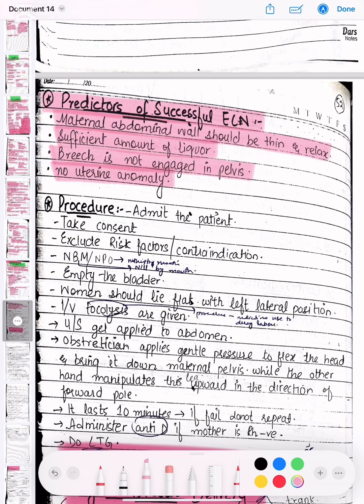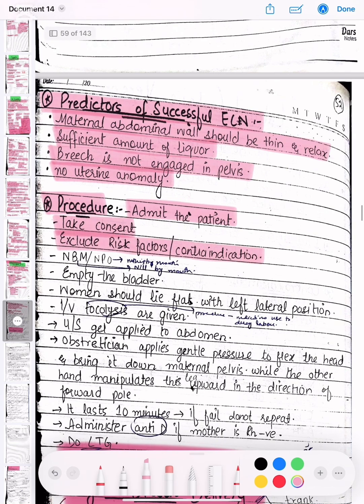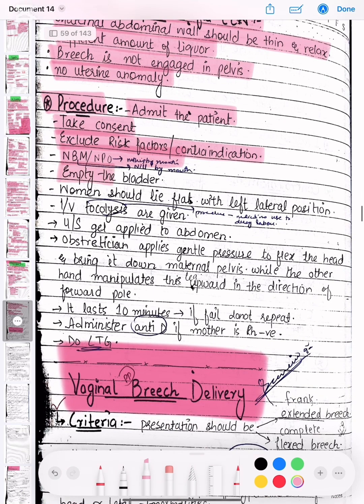Now the procedure is: admit the patient, then take the consent, then exclude the risk factors or contraindications, then nil by mouth, then empty the bladder, then the woman should lie flat in left lateral position, and intravenous tocolytics are given.